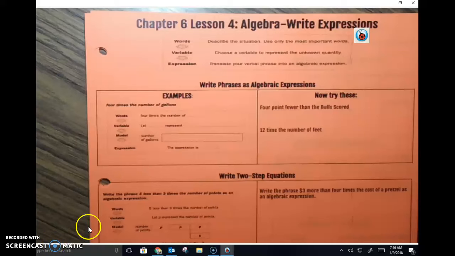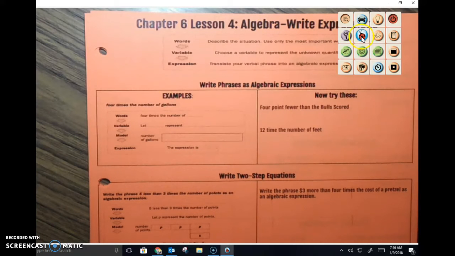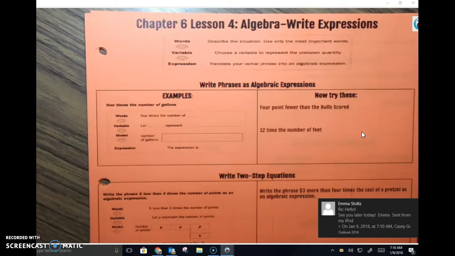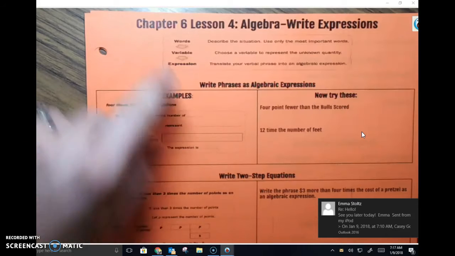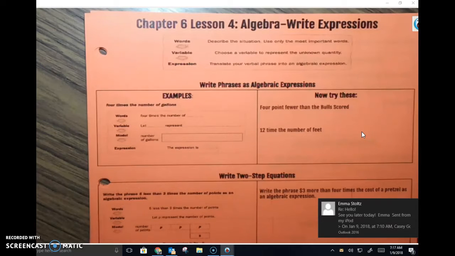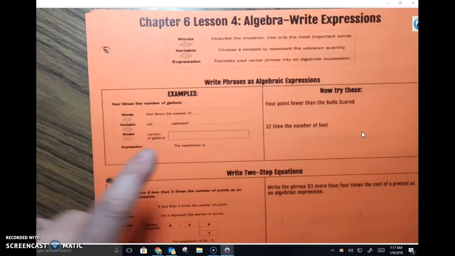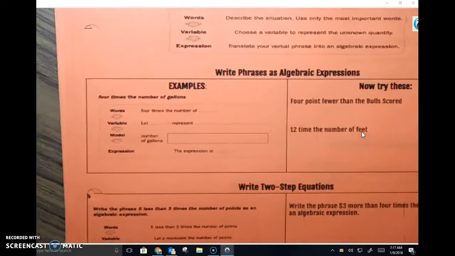In this screencast, we'll be looking at Chapter 6, Lesson 4, and it's called Algebra, Write Expressions. So let's take a look at the top. We're going to take the words that they give us in the problem, and we're going to break it down. So the words describe the situation, and we're going to use only the most important. The variable is the letter that we're going to choose, and the expression is what we are going to write as an algebraic expression. So let's take a look first at this example.